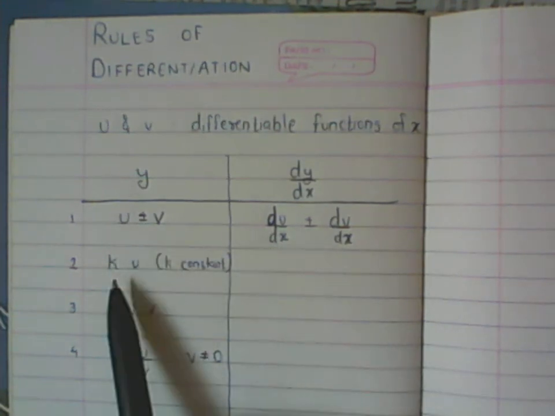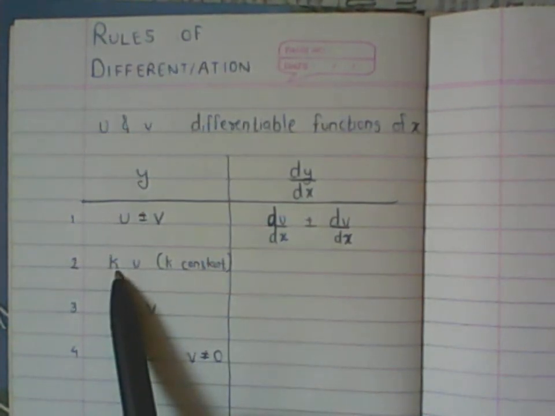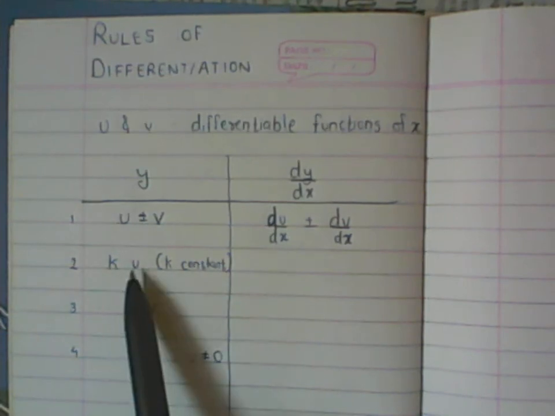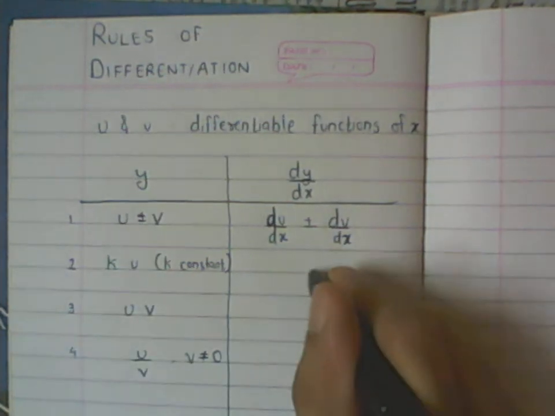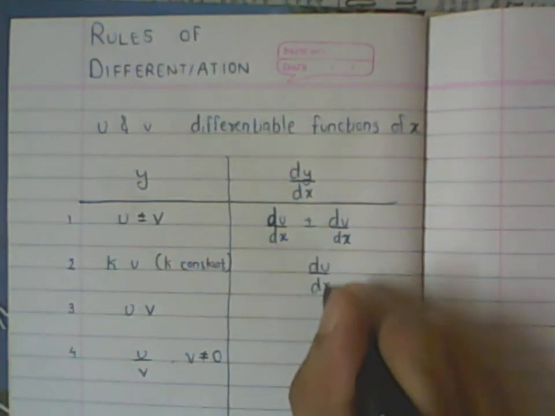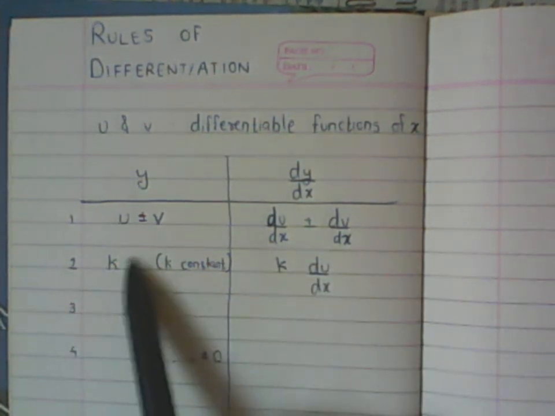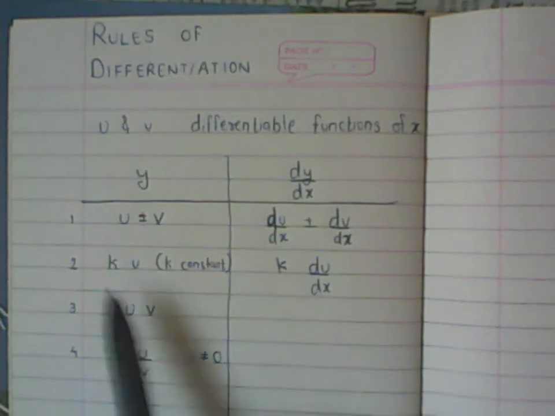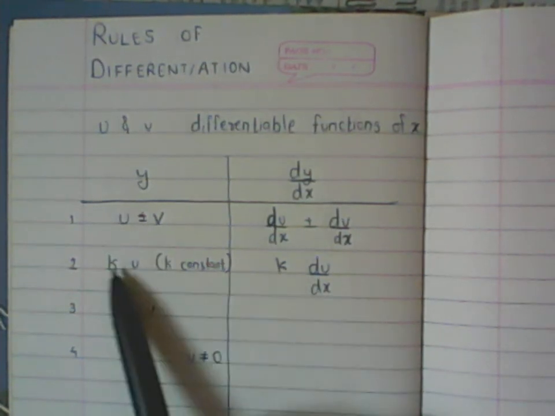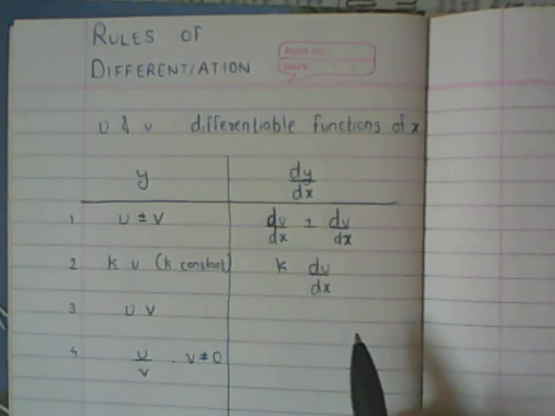The next type of rule is that of a constant multiple. So here I have a function u, which is being multiplied by a constant k. K is a constant. So in that case, the derivative of this function is nothing but the derivative of u, and you multiply with the same constant. So basically you can take that constant outside and just worry about the derivative of what is inside. This is the rule for constant multiple of a function. The derivative of a constant multiple of a function is simply that constant multiplied by the derivative of that function.